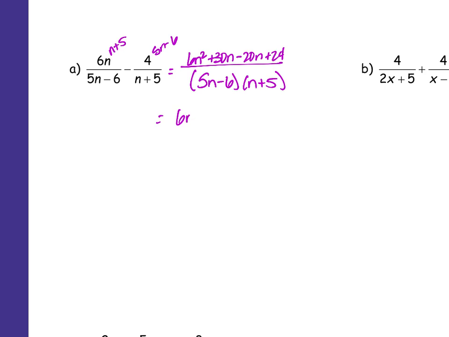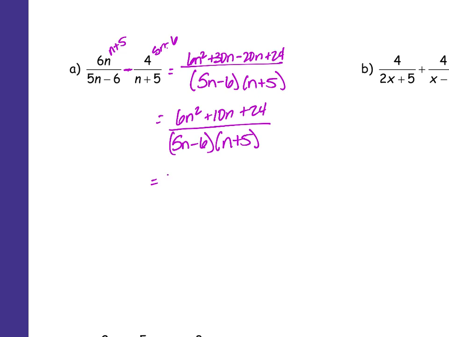So that equals 6n squared plus 10n plus 24. Why is it plus 24? Because a negative 4 times a negative 6 is a positive 24. Oh, sorry. I thought it was a minus 6. Never mind. All divided by 5n minus 6 times n plus 5. So on my paper, I'm just going to tell you what I did. I took 30 minus 20 and got 6. Do not ask me how I got 6. I don't know. I have no clue.